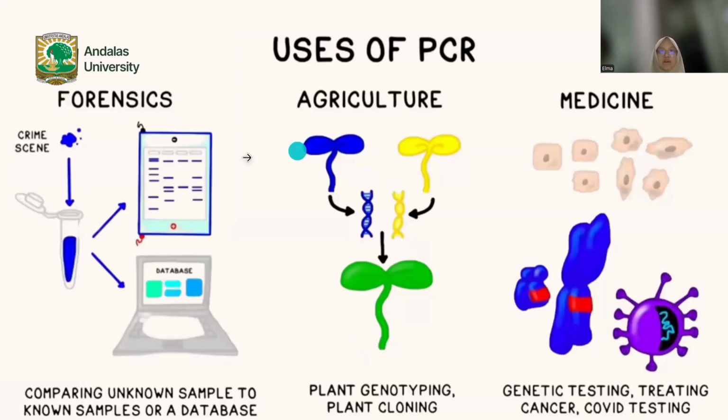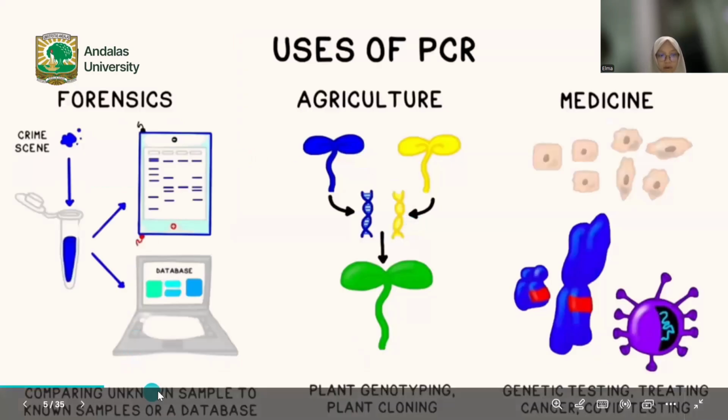The use of PCR in forensics is comparing an unknown sample to known samples or a database. In agriculture, it is used for plant genotyping and plant cloning, and in medicine, it is used for genetic testing, treating cancer, and COVID testing.